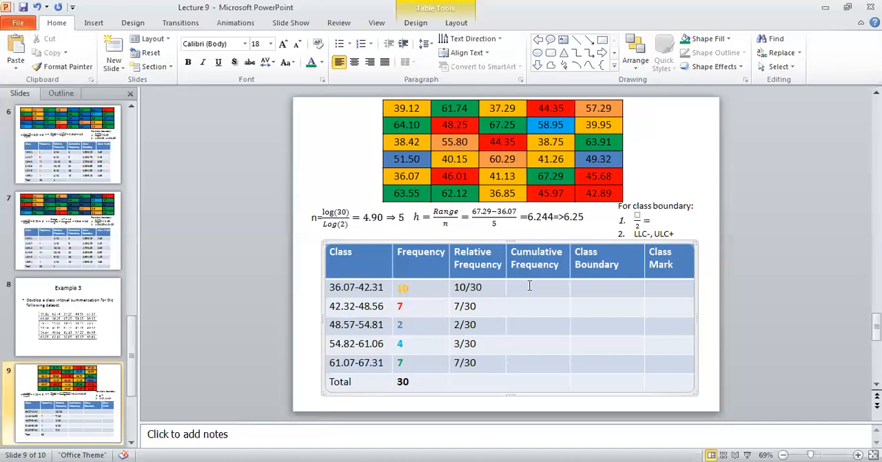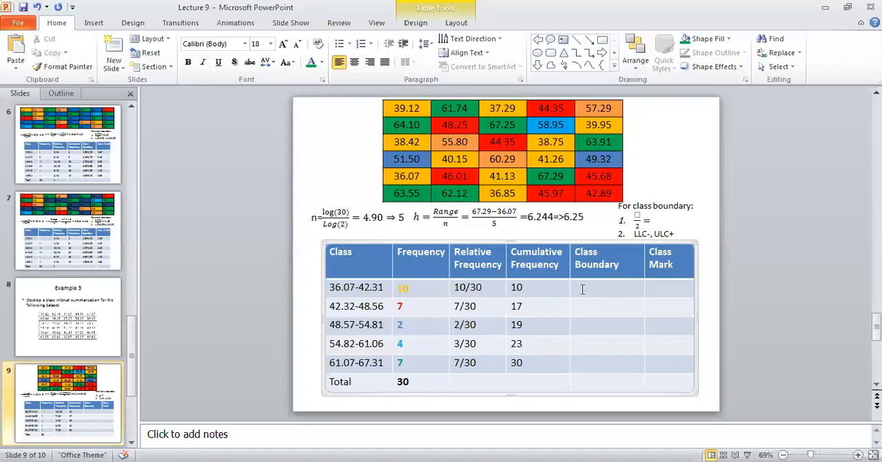Next comes the cumulative frequency column. We are going to cumulate or add up the frequencies. So for the first cell, it is 10 because there is no frequency previous to it. Then 7 is the frequency of the second class. We add it to the previous one, and this comes out to be 17. Similarly, 2 plus 17 is 19. Likewise, 4 plus 19 is 23. And 7 plus 23 is 30. Again, a sensible answer. 30 should match the total.